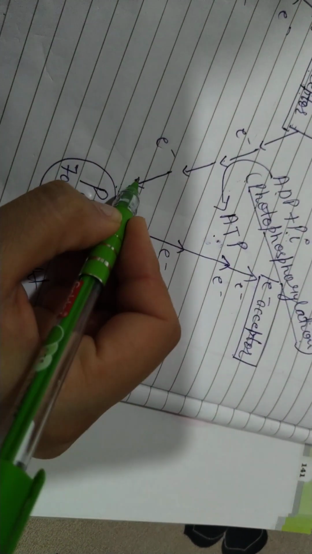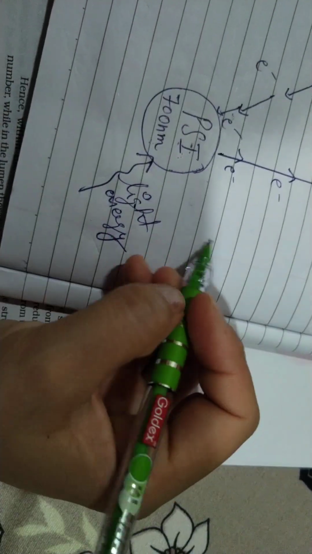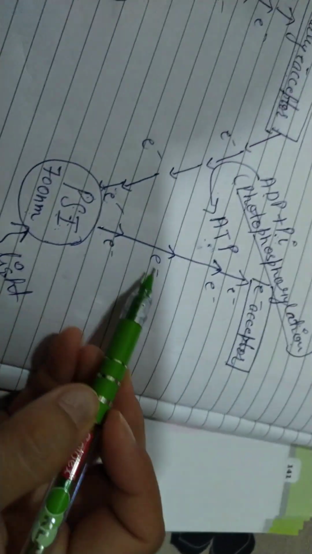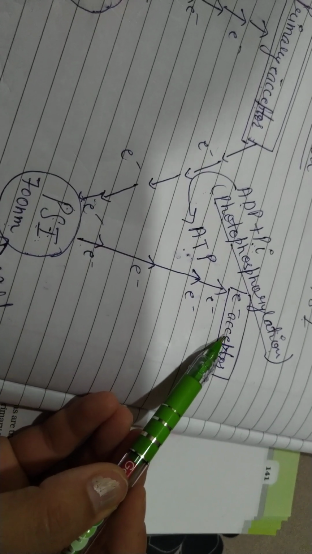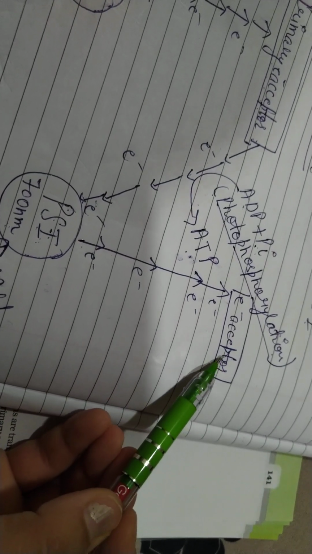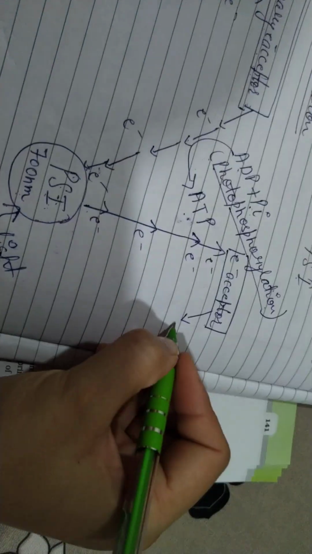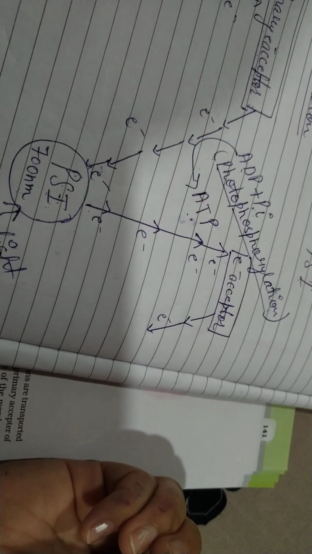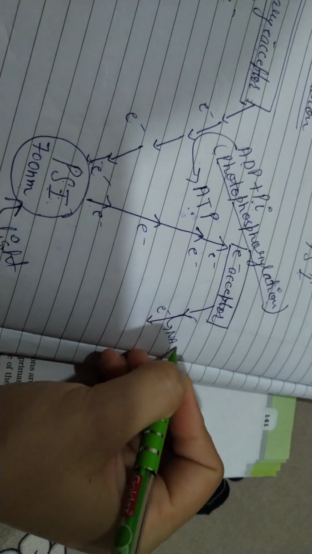Now when the electrons reach photosystem 1, photosystem 1 is also absorbing light energy, so these electrons will also be excited and they will reach the higher energy state, where they will be accepted by the electron acceptor. Now from the higher energy state, they will again come back to the lower energy state, and while doing so again the energy will be released, and that energy we will use for making NADPH.